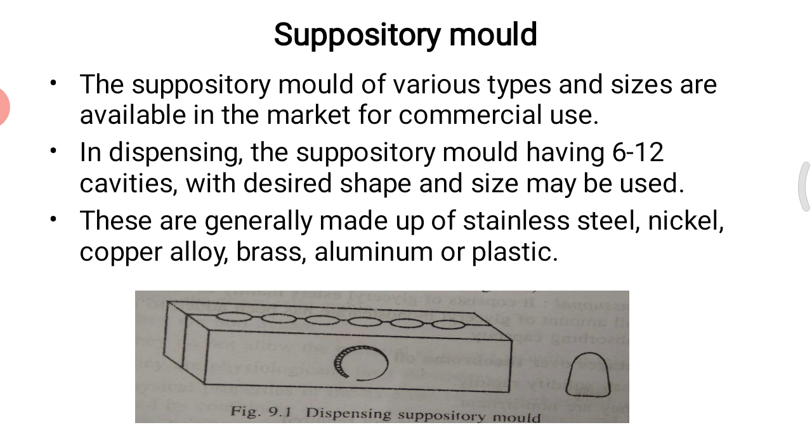यामध्ये डिस्पेन्स करताना सपोजिटरी मोल्डिंगची कॅविटी 6 ते 12 कॅविटीज आहे, जेणेकरून त्याचा डिझाईन शेप आणि साईज यूज केली जाते. These are generally made up of stainless steel, nickel, copper alloy, brass, aluminium and plastic. मग हे कशापासून बनवले जातात, हे सपोजिटरी मोल्ड्स बनवले जातात.